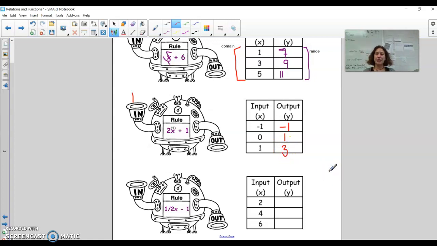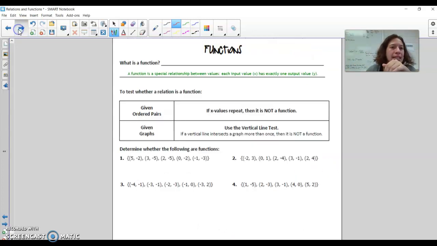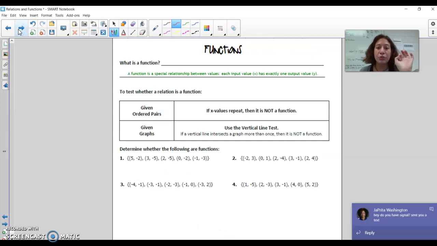Woo! There it is. So when you have a function, it's special because that function does one thing. It either adds 6 or multiplies by 2 or whatever. It does a special job, and then it pops out a specific number, not just a random number.